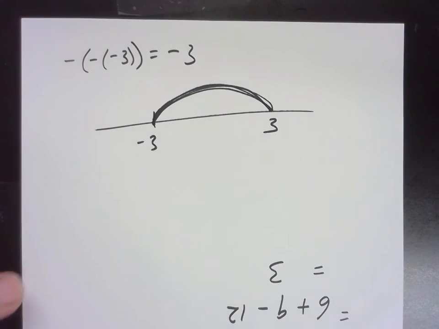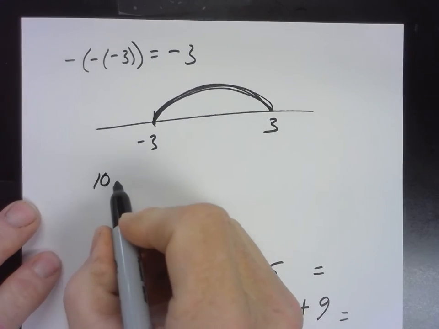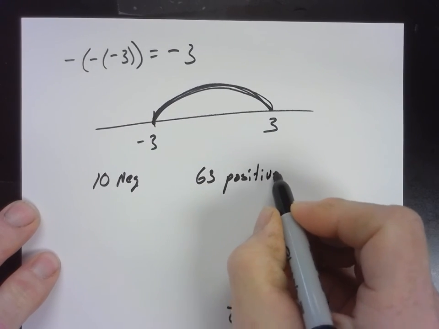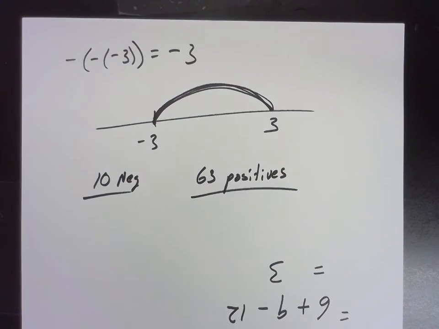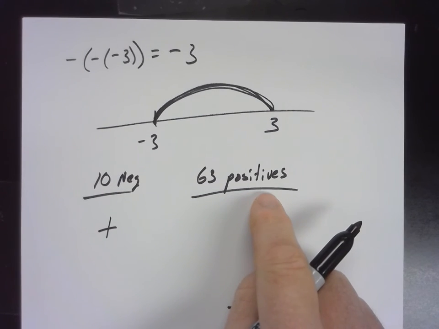Okay. What if I'm multiplying and there are 10 negatives that I'm multiplying together, and then there's 63 positives? What would the answer be? How many negatives were there? There's 10 negatives, 63 positives, okay? And I multiply all those numbers together. Will the answer be positive or negative? It'll be positive. Does it matter how many positives there are when we multiply? It makes no difference at all, does it?